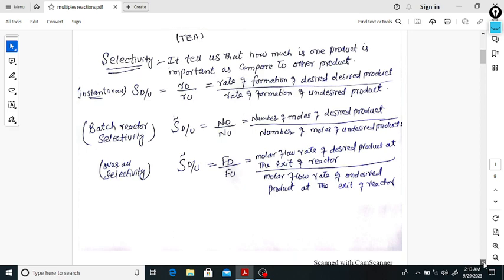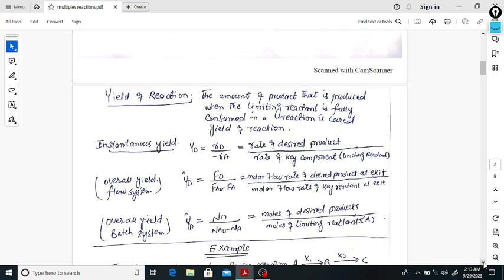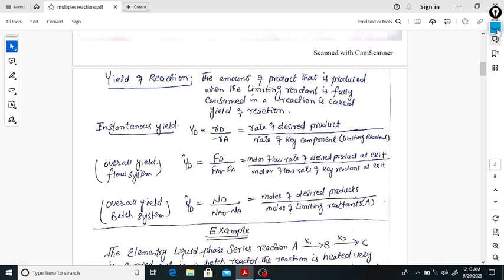Now we will use another term, which is called the yield of a reaction. Yield is the amount of product that is produced when the limiting reactant is fully consumed in a reaction. So there are theoretical yield, actual yield, etc. And for the reactor, you can use the instantaneous yield, which is the rate of formation of desired product divided by the rate of consumption of the key component, which is the limiting reactant, which can be component A or component B. So it is the rate of decomposition of the limiting reactant and the rate of formation of desired product.